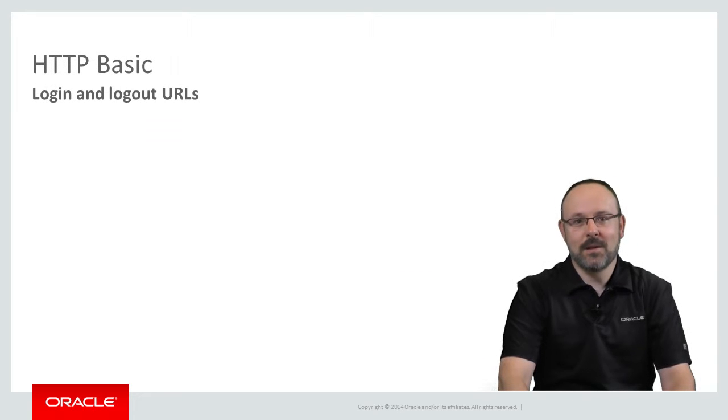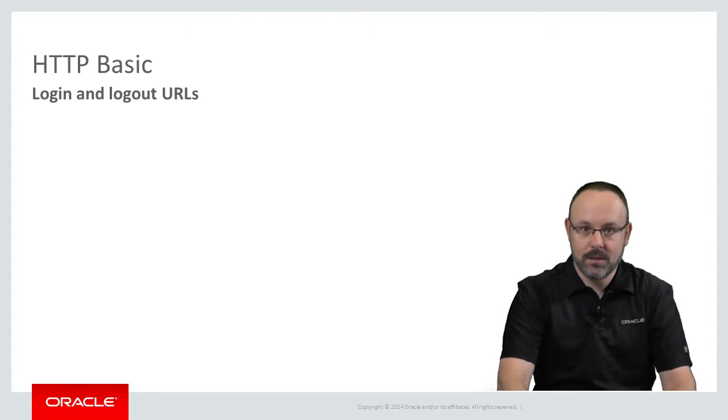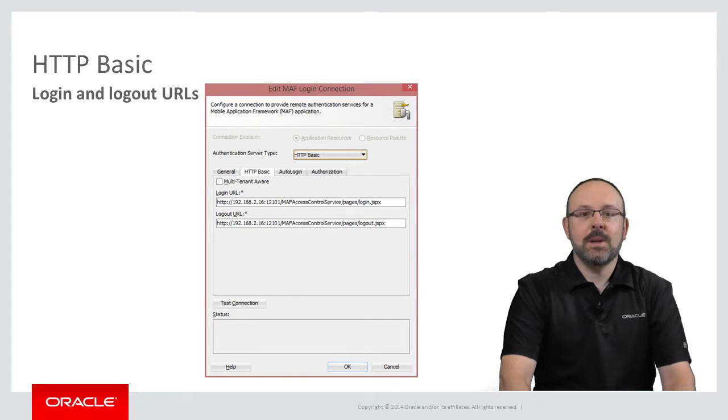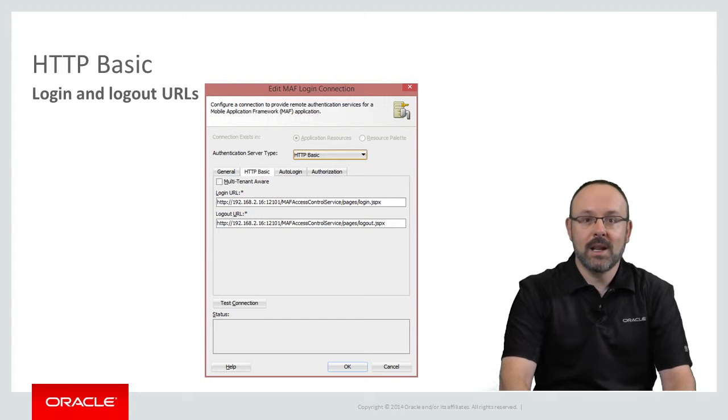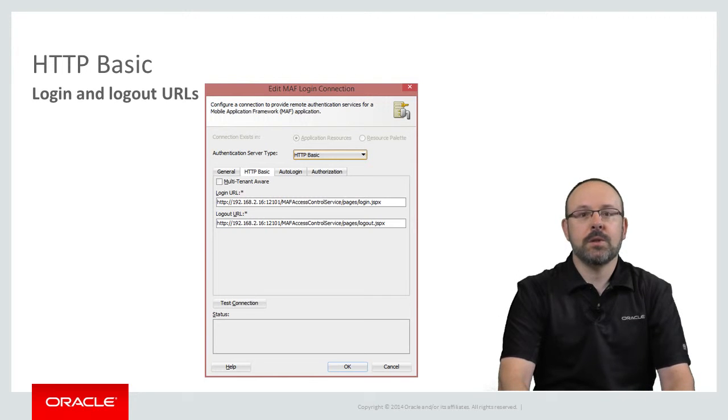Once you have specified values for common parameters, you can fill those specific to the connection type you have selected. This screenshot shows the parameters for an HTTP basic connection. They're very simple, as you have to provide only a login and a logout URL. Obviously, what those URLs resolve to depends on your backend.